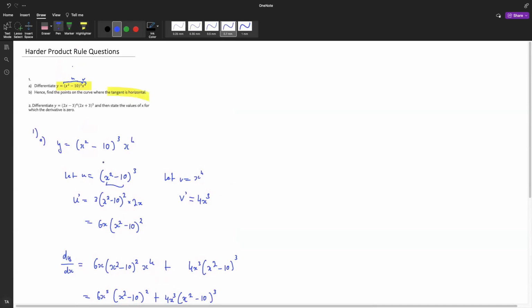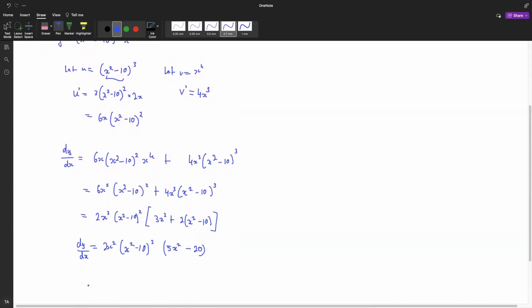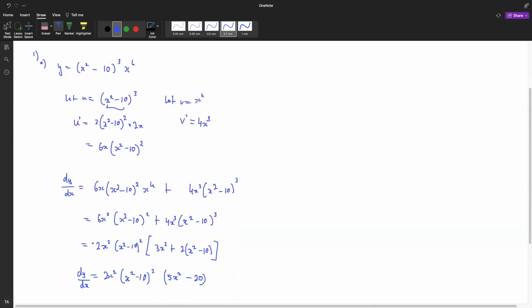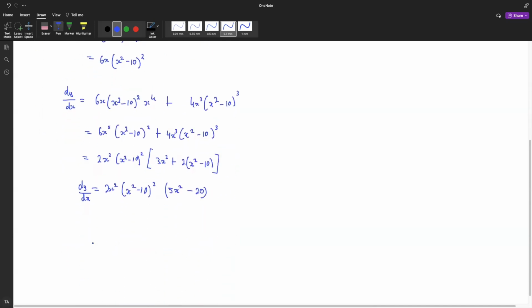Now, the question was actually asking us to find the point on the curve where the tangent is horizontal. By now we should know that when it's asking us to find a point on a curve where the tangent is horizontal, that means you want to find when dy over dx is equal to 0.